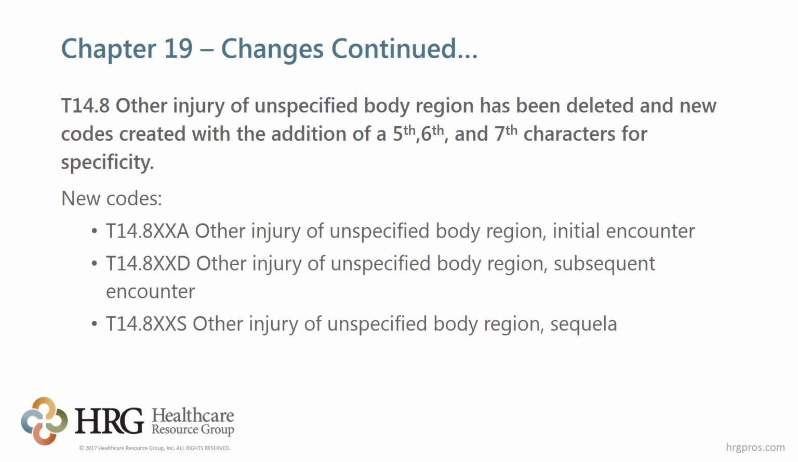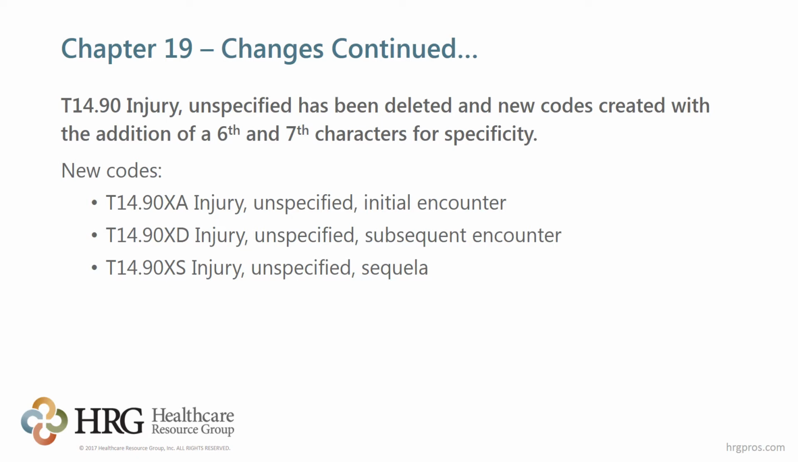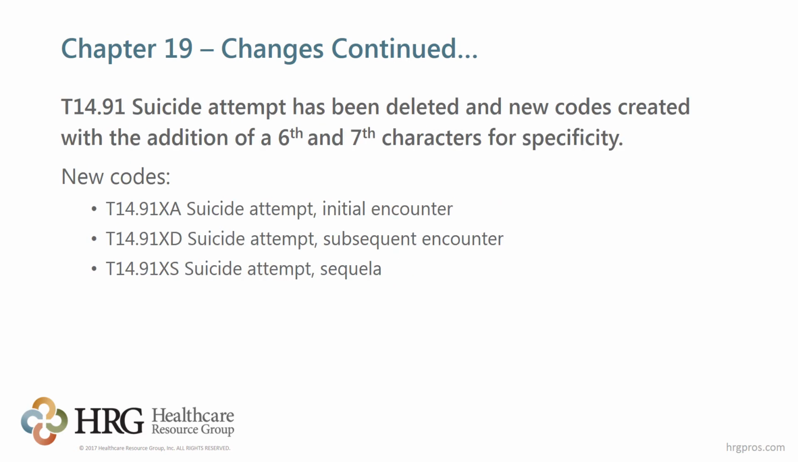The same changes occurred to the code T14.8, other injury of unspecified body region, where the 7th characters A, D, and S were added to again make this code look like the rest of the injury section. Another code in Chapter 19 where this change is seen is in T14.90, injury unspecified, which now has the same 7th characters A, D, and S. The final code in Chapter 19 that was updated to include A, D, and S is T14.91, suicide attempt.